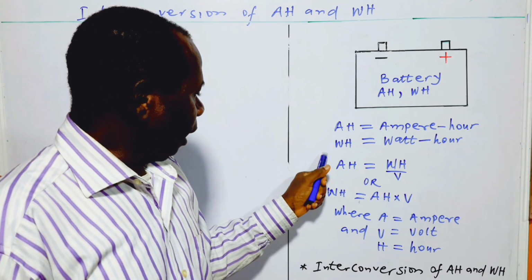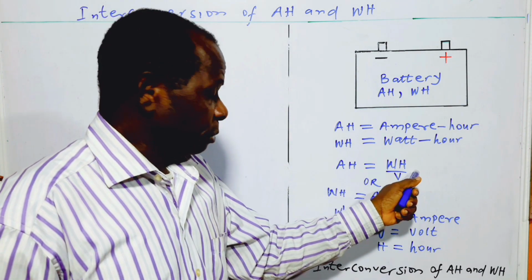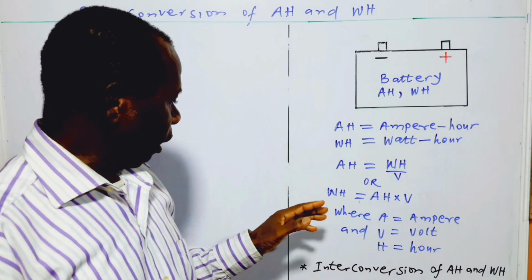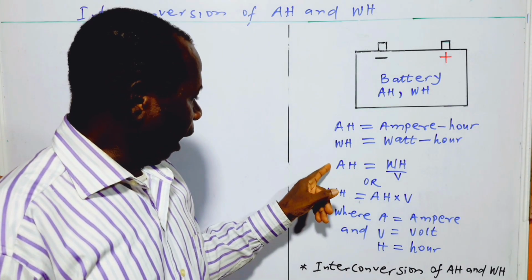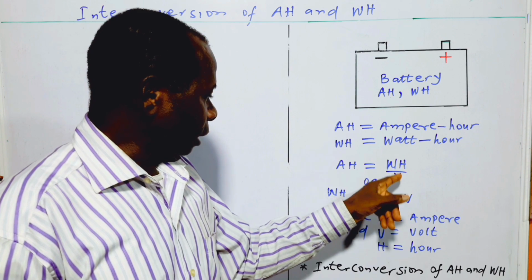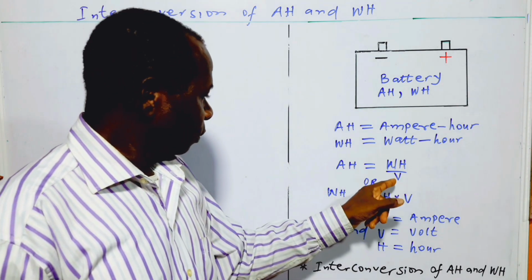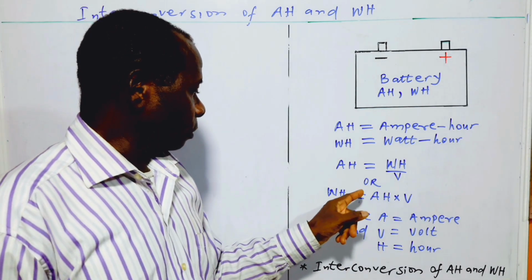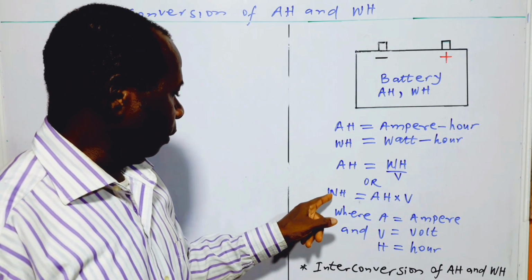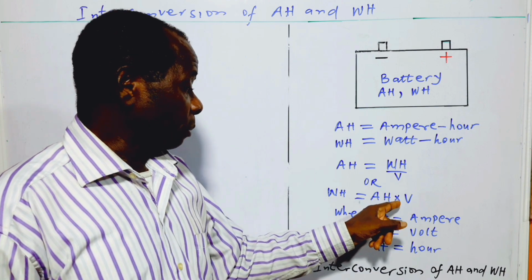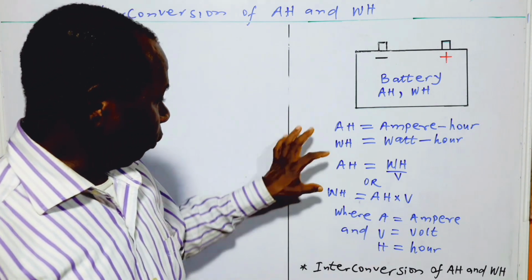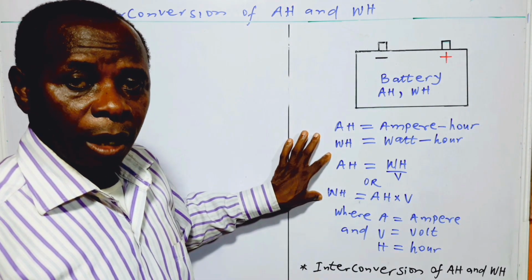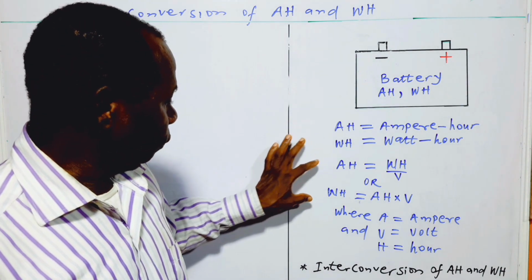Now, Ampere-hour is denoted by AH, while Watt-hour is denoted by WH. So this formula has been derived and thoroughly proved to be correct. Ampere-hour is equal to Watt-hour divided by voltage, or if you make WH the subject of the formula, Watt-hour is equal to Ampere-hour multiplied by voltage. We are going to see how these two formulas are derived as we move on in this video.